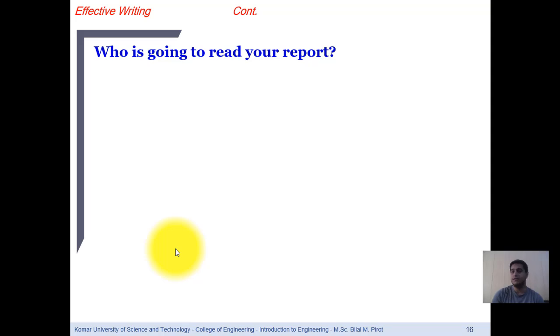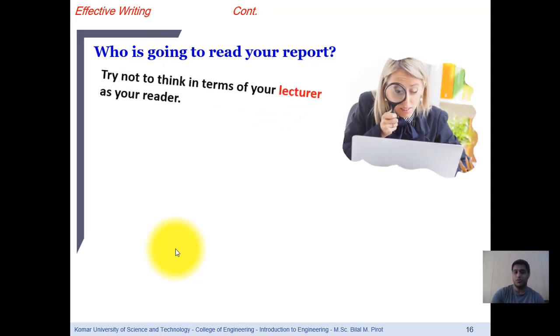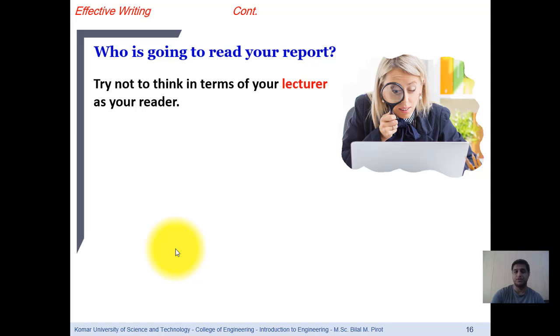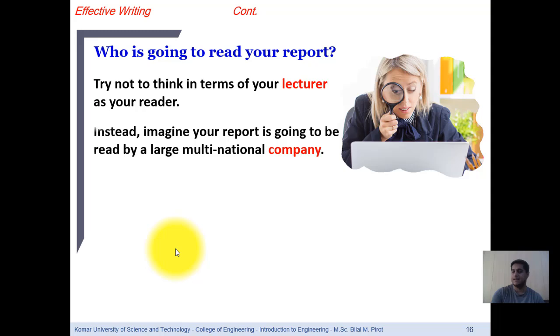Who is going to read your report? So while you are writing a report, you shouldn't think in terms of lecturer and a student. You shouldn't write your report just like the one you are writing for your lecture. You should imagine that your report should be written by members of a multinational company. So then your report will be effective and will be successful.